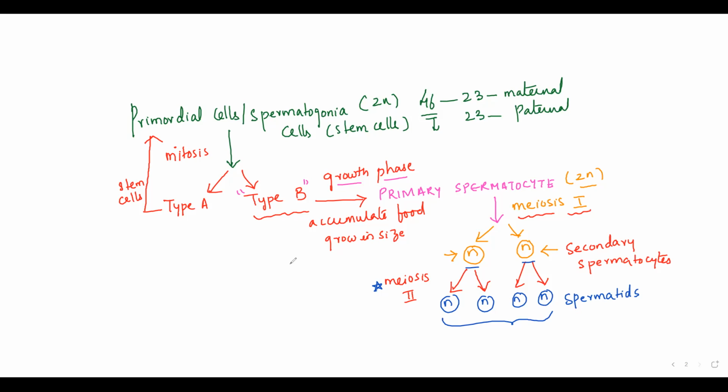But the thing happening here is the primary spermatocyte getting converted into the secondary spermatocytes. All these processes, meiosis 1 and meiosis 2 together, will be called the maturation phase. From a primary spermatocyte to a secondary spermatocyte, these stages are called the maturation phase.